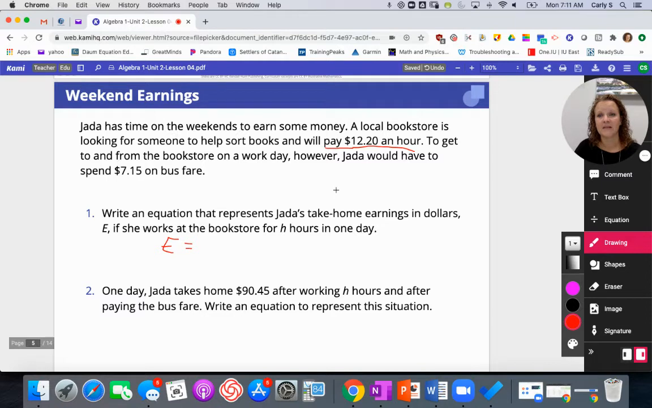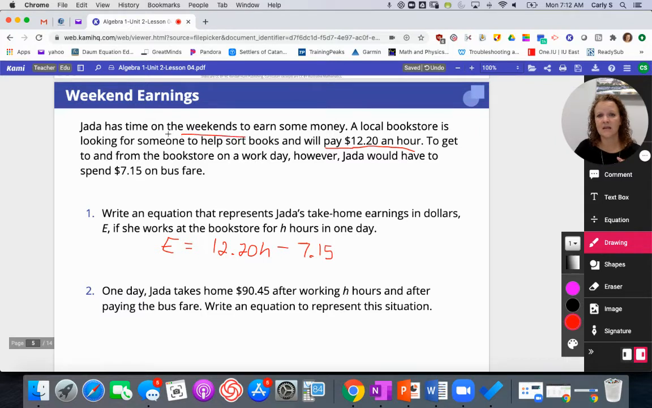$12.20 an hour. To get to and from the bookstore on a work day, she would have to spend $7.15 on bus fare. So she's getting $12.20 for every hour she works, and to get her take-home earnings, we're going to take away $7.15 on bus fare. But that would be each day. Okay, it doesn't say this is just one day.